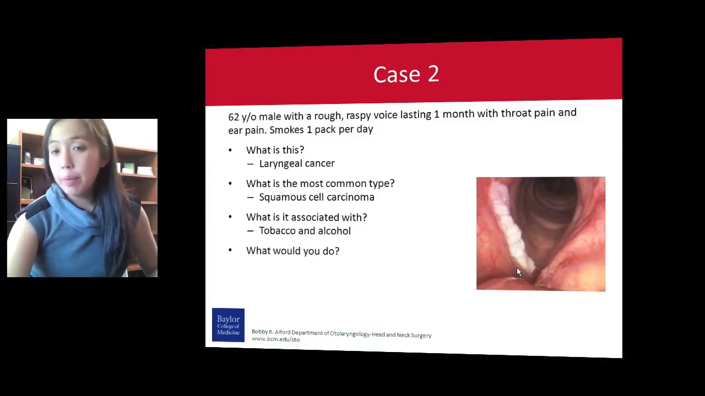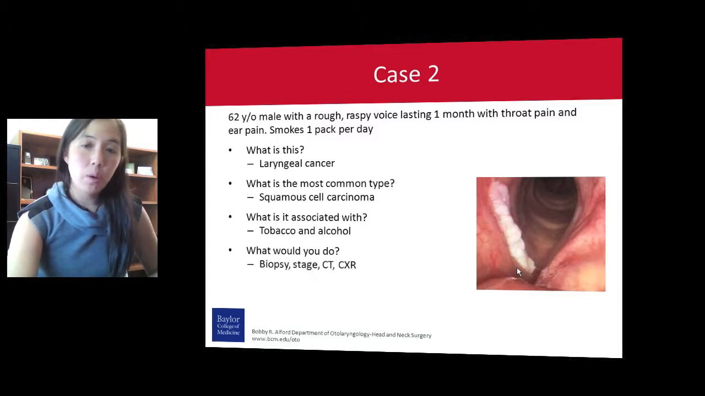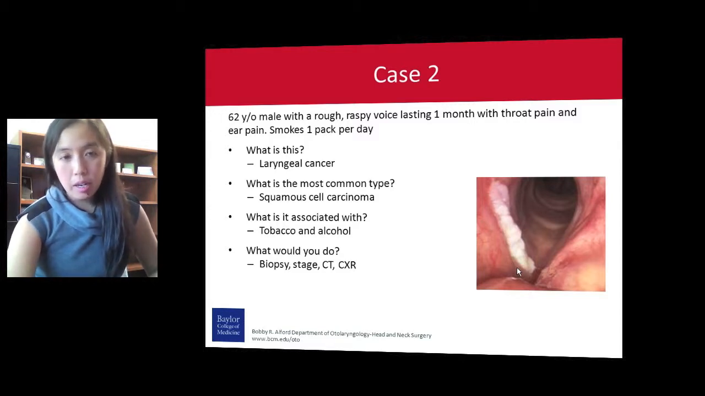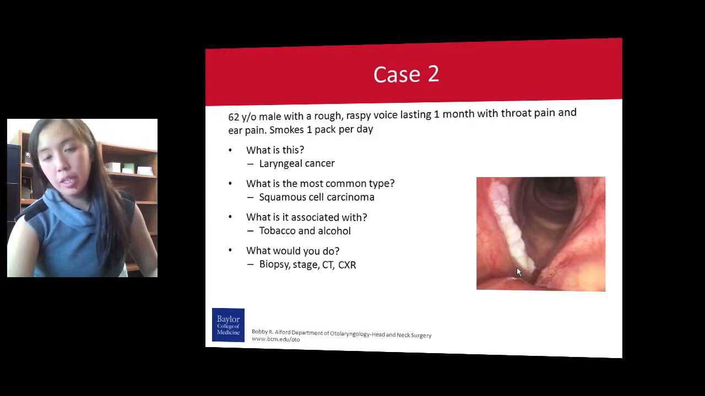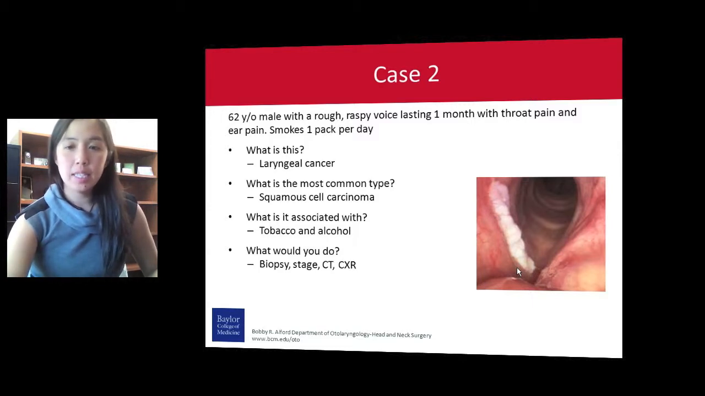So what would your next step be? How do you confirm this diagnosis? So you have to biopsy the lesion. Should it come back as a carcinoma, in order to stage it, typically you would need a CAT scan of the neck to assess for any associated metastatic lymph nodes, as well as a chest x-ray to assess for lung metastasis.